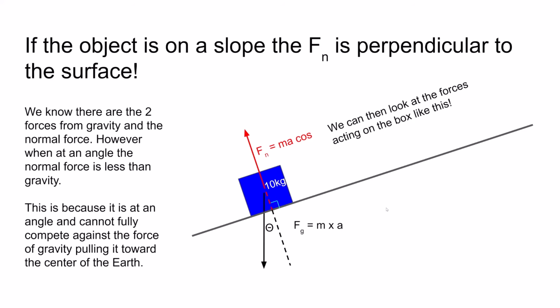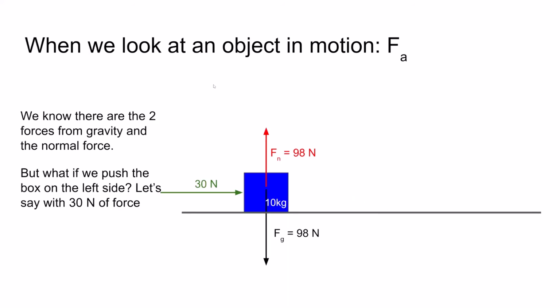Alright, onward. Let's look at an object in motion with an applied force. So F of A. We know that there are two forces from gravity and the normal force. But what if we push the box on the left side, and let's say it's with 30 newtons. So if you're a person here, you're pushing the box like that, trying to push it to the right. You're pushing it on the left side of the box to the right.